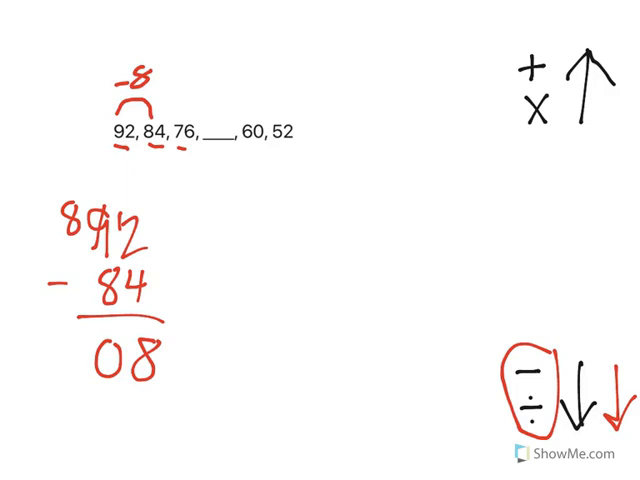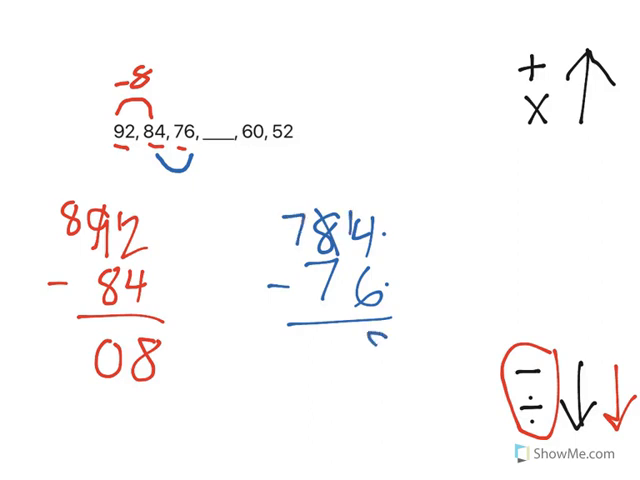The next thing I want to do is double check my work. So 84 take away 76. Again, I cannot take 6 from 4, so I'm going to borrow. 14 take away 6 would leave me with 8. 7 take away 7 would be 0. So again, I went down or subtracted by 8.